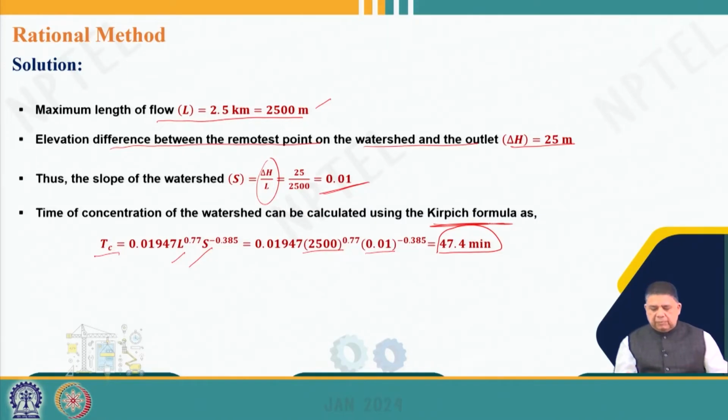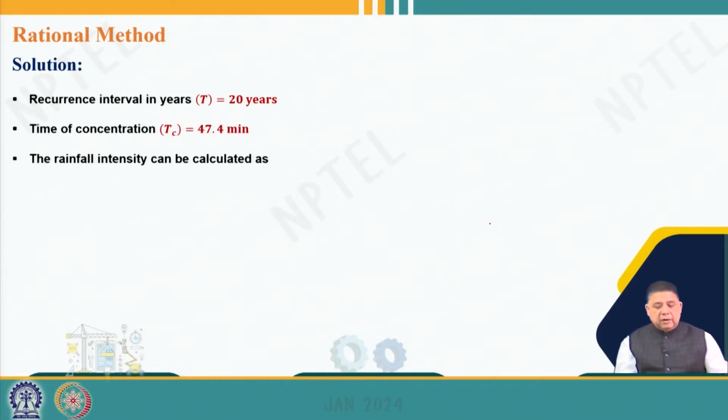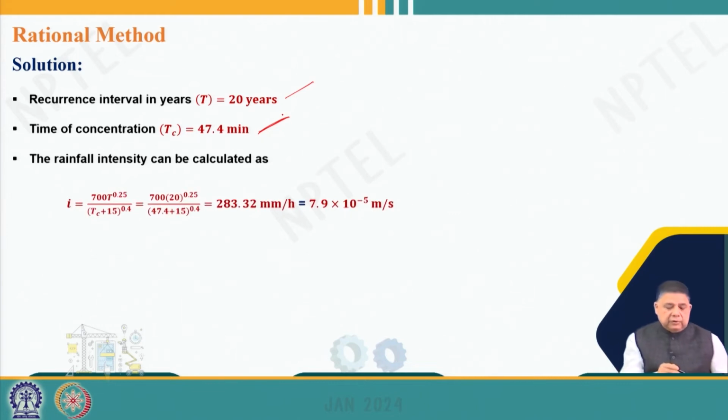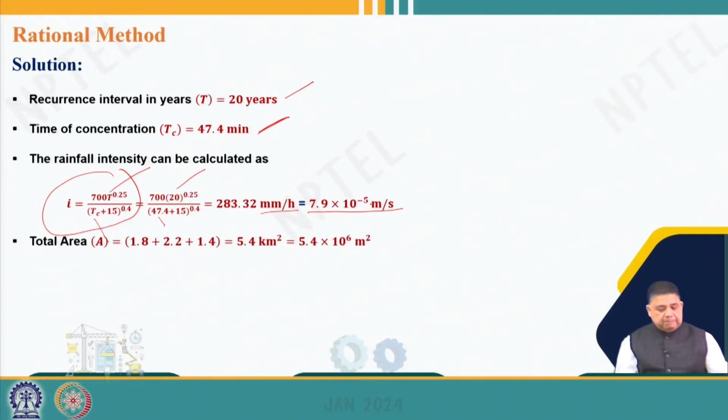And now, we know the return period and also the time of concentration we have determined. That means the recurrence interval is 20 years and the time of concentration we just determined is 47.4. So, using the rainfall intensity duration frequency relationship which is given here, by putting the value of T equal to 20 and TC equal to 47.4, we can get the value of intensity, which comes out to be 283.32 millimeter per hour. Because we want it in meters per second, we convert that to 7.9 into 10 power minus 5 meters per second.